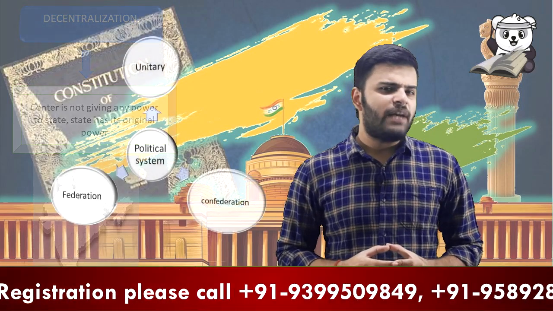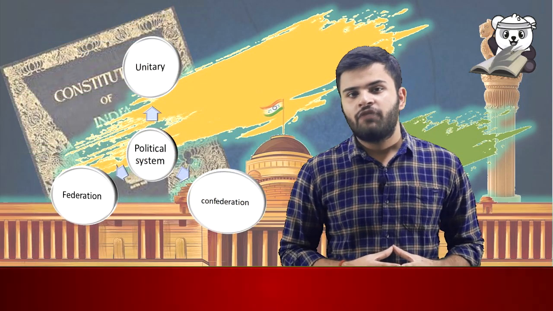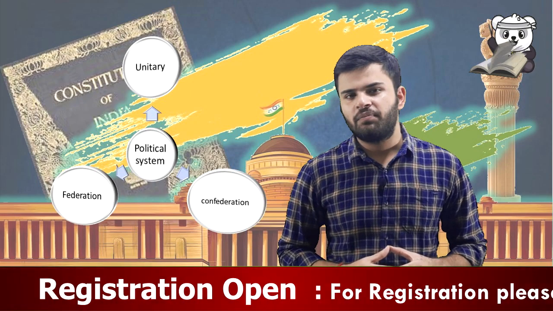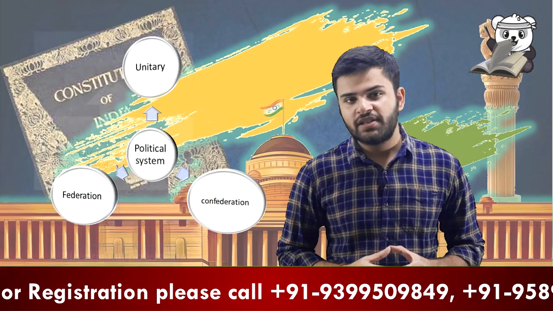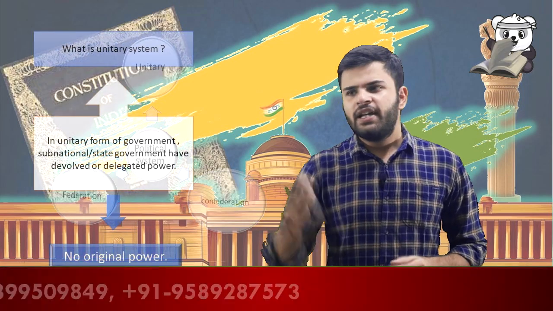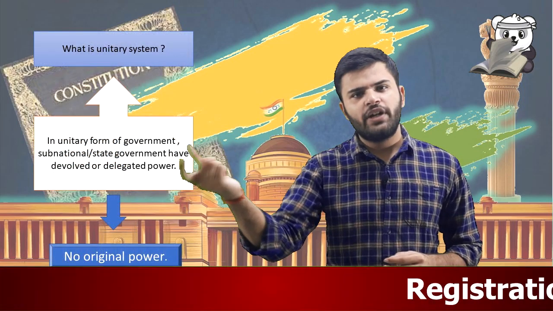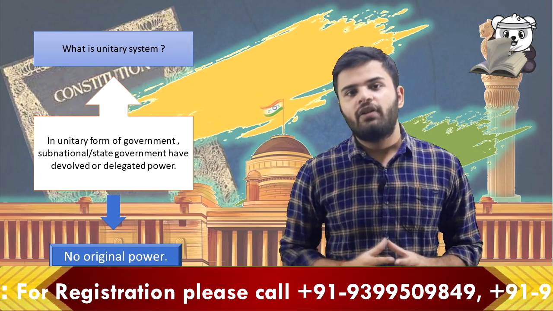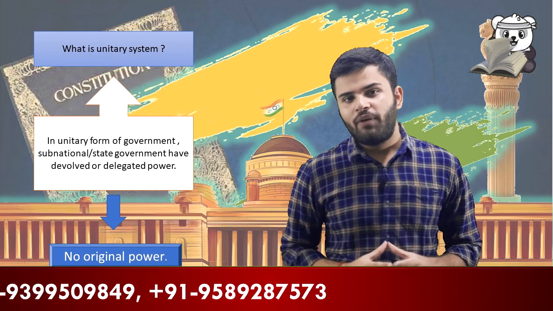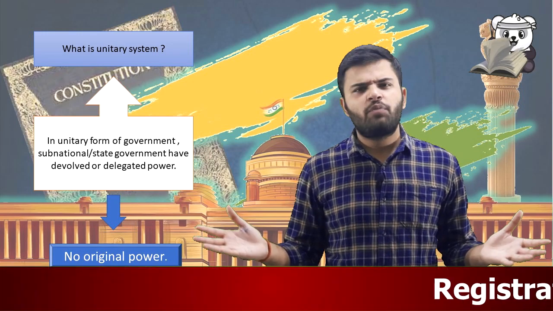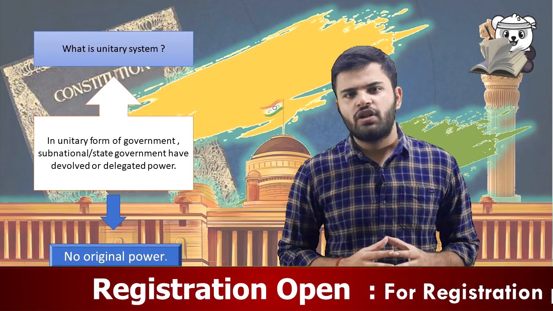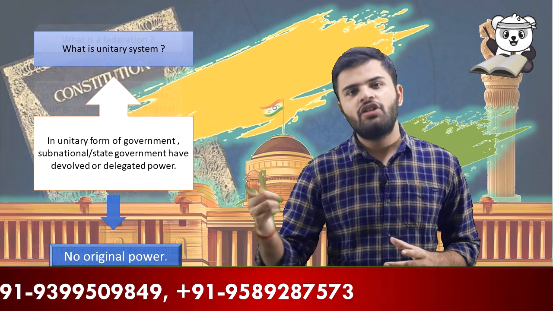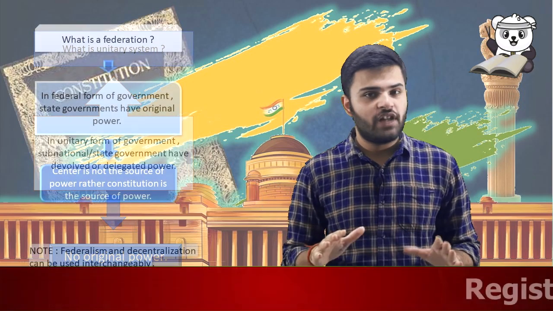Now, let us discuss the different types of political system, for example, unitary, federation, confederation. What is a unitary political system? For example, China is a unitary political system. In a unitary political system, the state governments, the subnational units, do not have original power. Rather, they have delegated or devolved power. For them, the center is the source of power. For example, in China, the different provinces do not have original power under the constitution. The Chinese central government grants them power either by delegation or devolution. They do not have original powers.